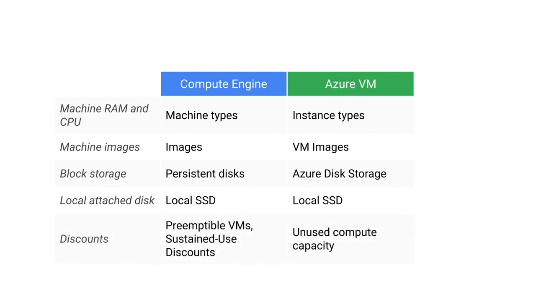Compute Engine and Azure VM approach discount pricing in different ways. Compute Engine offers discounts on preemptible VMs and sustained use instances. Azure VM offers discounts for the amount of unused compute capacity.